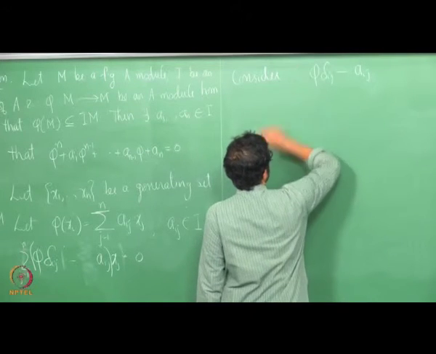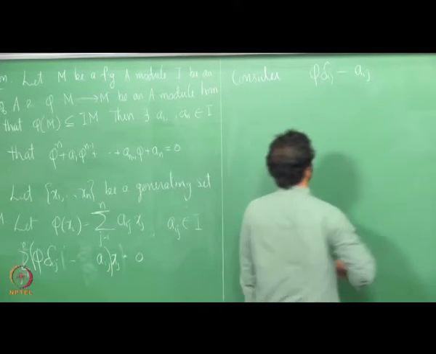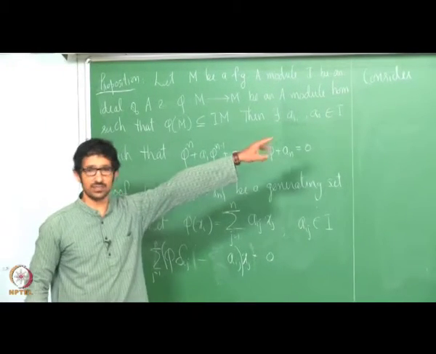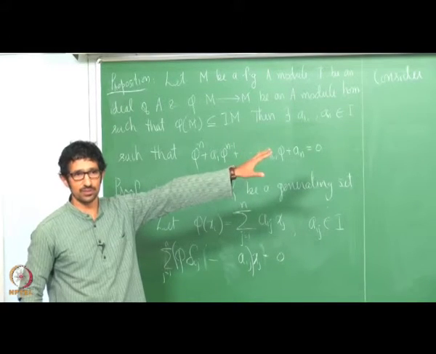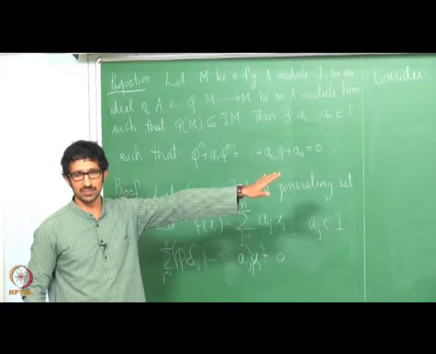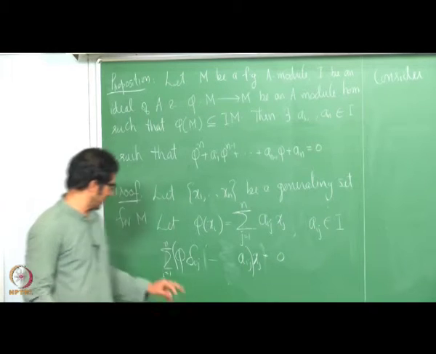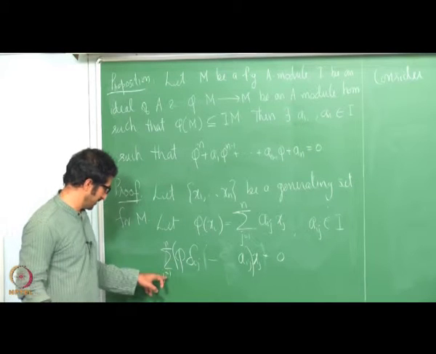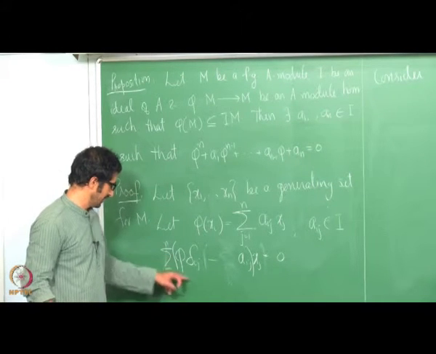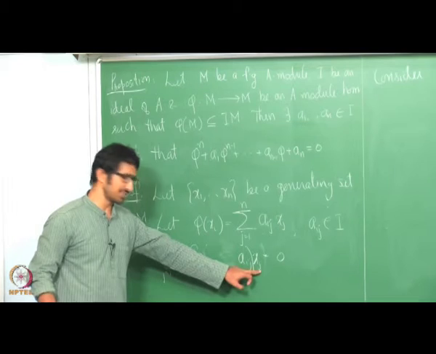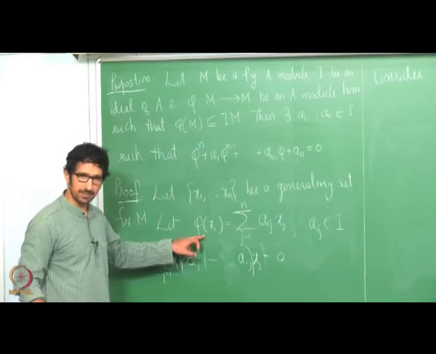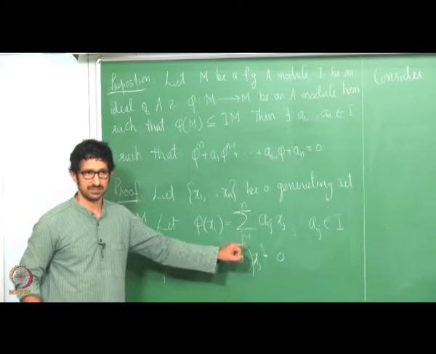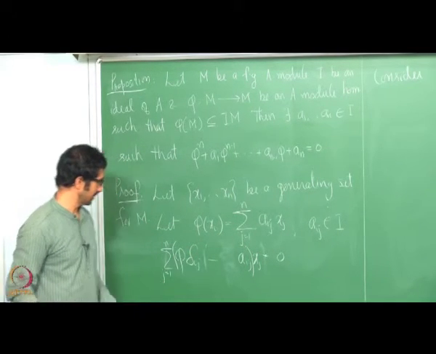Consider the elements phi delta ij minus aij. Here delta ij is the Kronecker delta. It is 0 if i is not equal to j and is 1 if i is equal to j. In this summation, when j runs from 1 to n, this will be non-zero only when xj is i. So phi xi will come from this part, and from this part the whole thing will come. Okay, so I have just written a compact form.